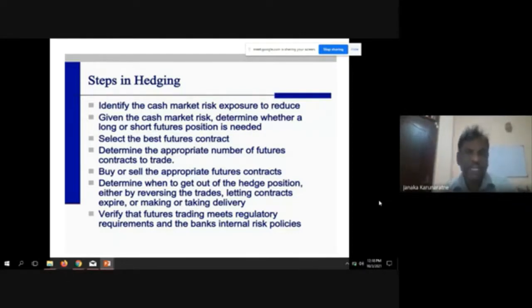Now you have 10 million rupees worth of bonds. You want to sell it in 3 months' time. Assume the current market yield is 8%. So if you sell today, you can realize 10 million. You have 10 million worth of bonds. Current market interest rate is 8%. So if you sell it today, you can realize 10 million rupees.